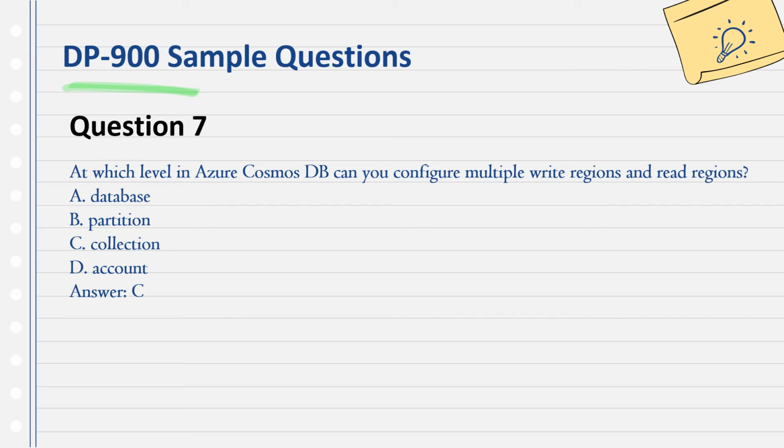Question 7. At which level in Azure Cosmos DB can you configure multiple write regions and read regions? A. Database. B. Partition. C. Collection. D. Account. Answer: C.